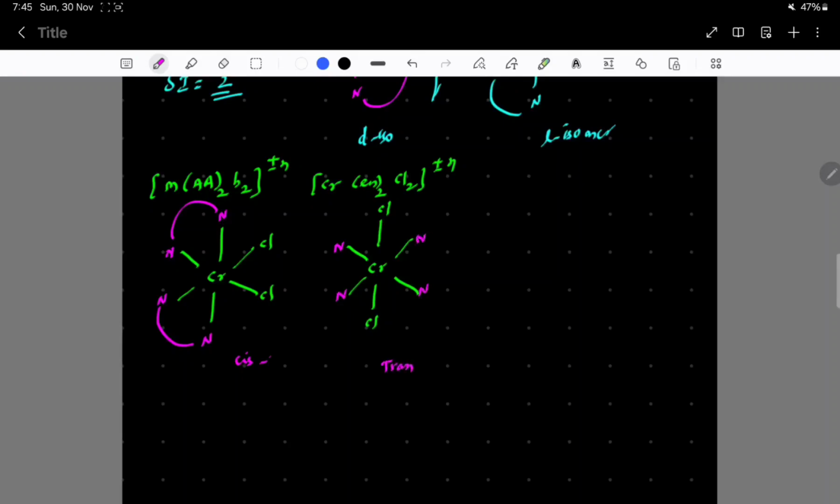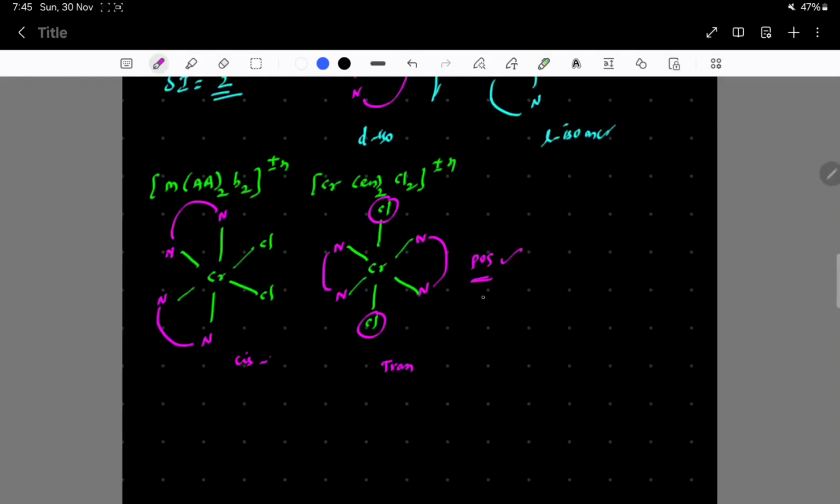Now look, student. If the similar ligands are opposite to each other, trans to each other, obviously a plane of symmetry is present, right? In the trans case, if two bidentate ligands and two monodentate ligands are present, only the cis is optically active, student.